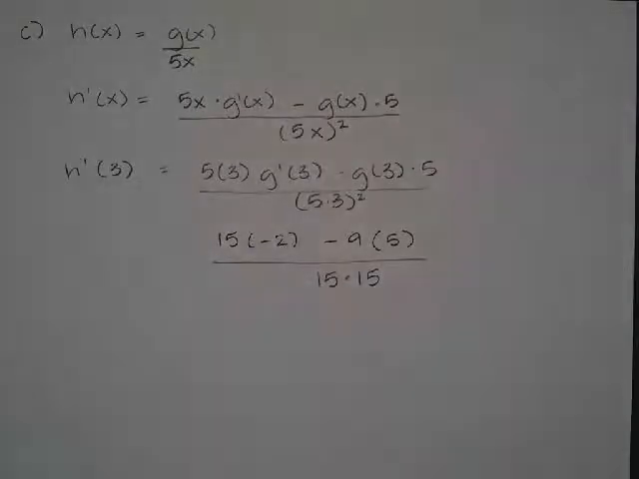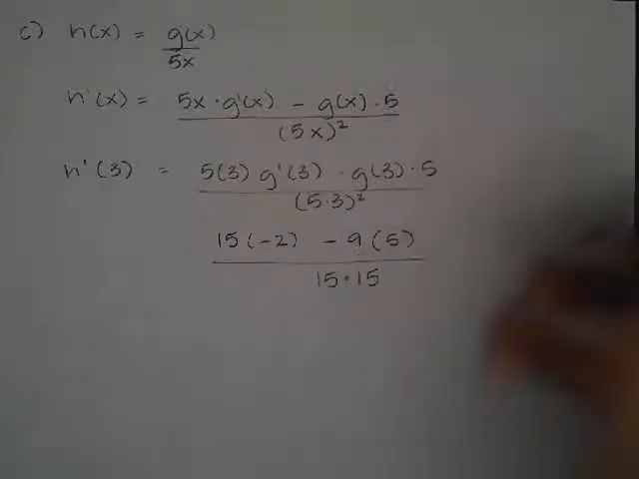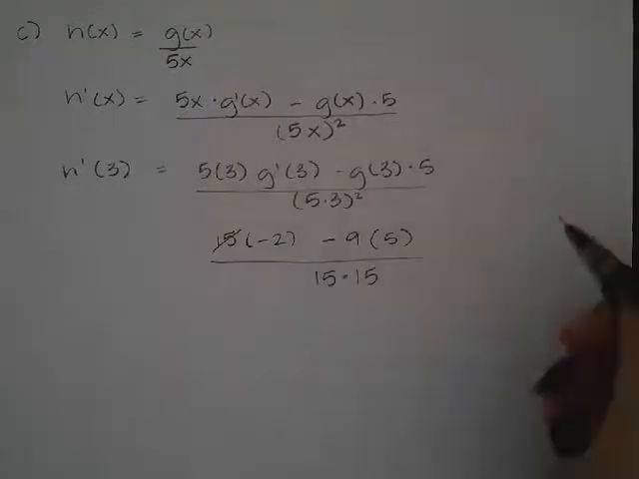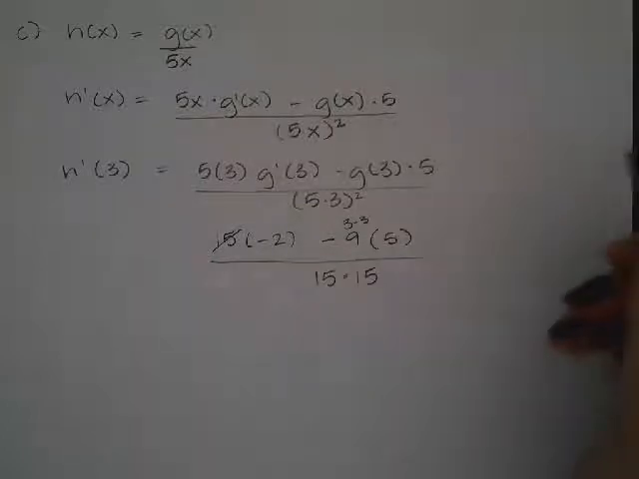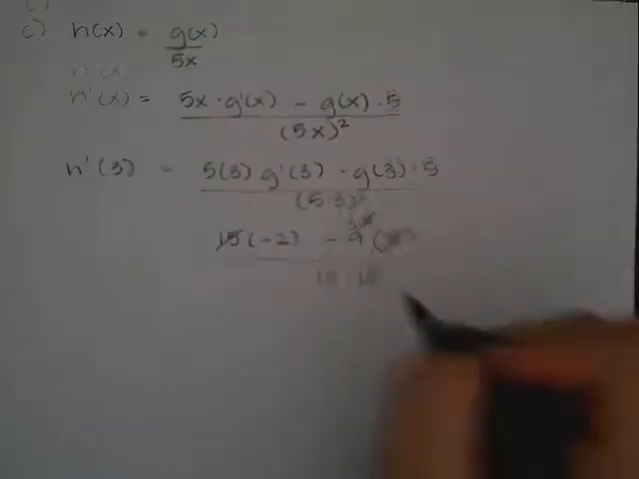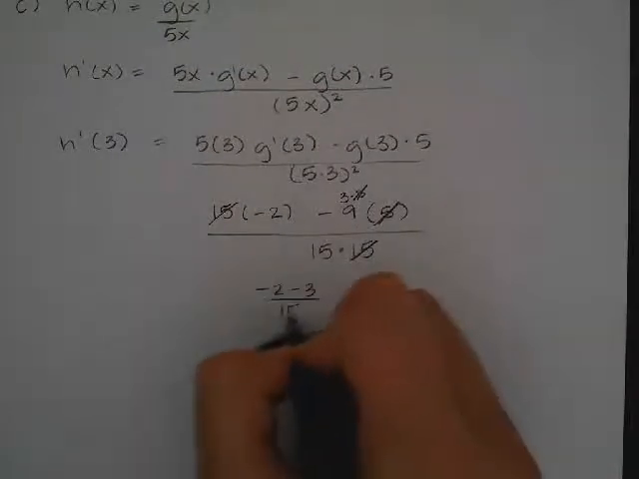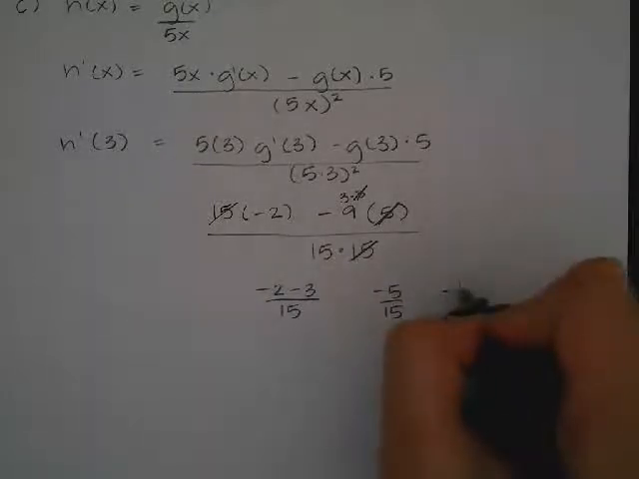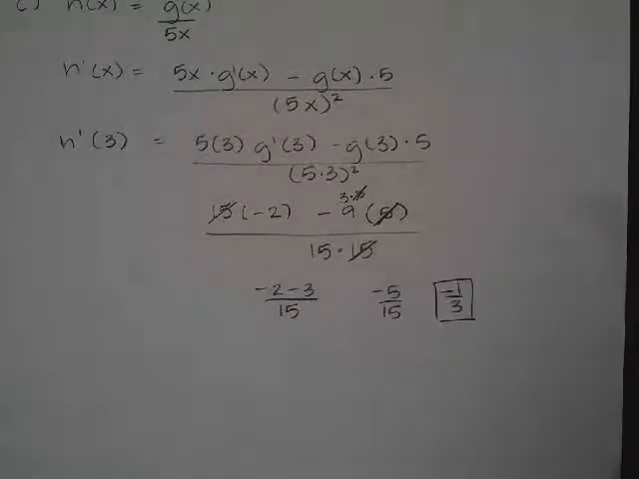If you want to simplify it, what I did is I realized that I could take out a 15 here, I can take out a 15 here, and I can take out a 15 there. To take out 15 from this piece, I need to think of the 9 as 3 times 3. So there I took out a 15, took out a 15. So I had negative 2 minus 3 over 15 is negative 5 over 15 is negative 1/3. But you should have been good here.